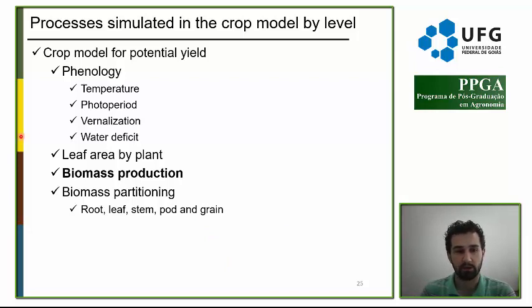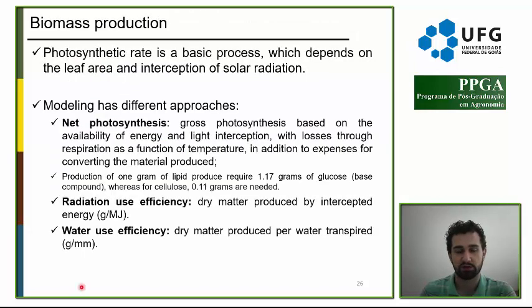So, after we define the phenology and the leaf area by plant, we have the biomass production. Each model also has a different way to calculate it. The biomass production is basically a function of the photosynthetic rate. It depends on the leaf area, the interception of solar radiation, and other factors that can be included in the model. And here we have different approaches that can be used to calculate the biomass production.